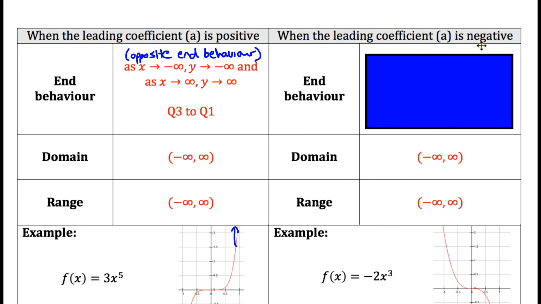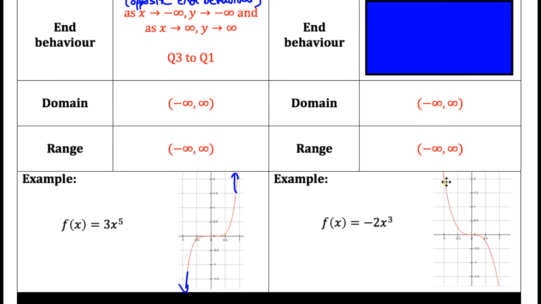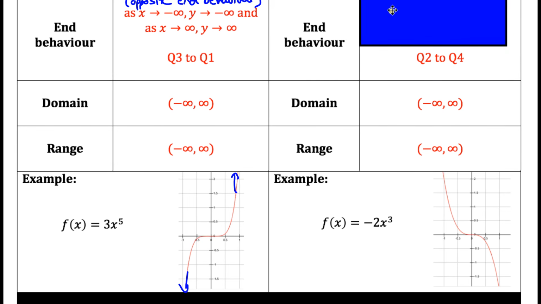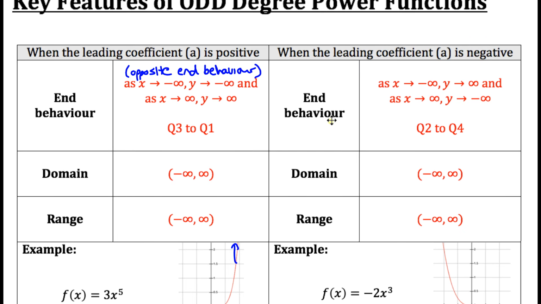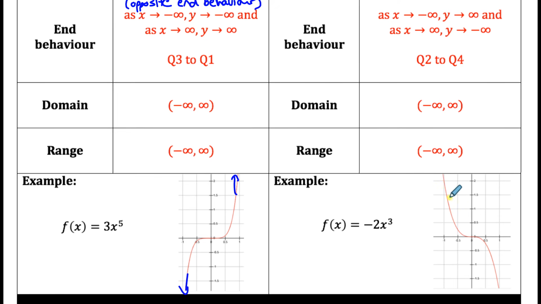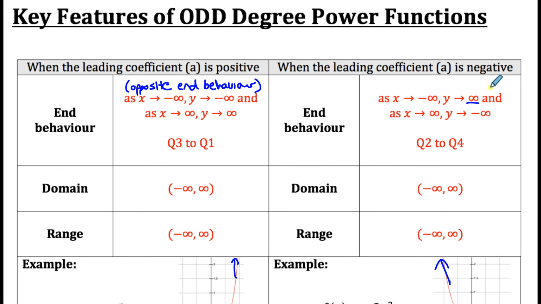How about if we make the leading coefficient negative? So if we flip it upside down, here's the example here. Notice it goes from quadrant 2 to 4 this time. So from 2 to 4. And if we write it the other way, as we move forever to the left, so as x goes to negative infinity, the function's going infinitely high, so y is going to infinity. And as I move forever to the right, so as x goes to infinity, the y values are going infinitely low, so they're going to negative infinity. Once again, it's going in opposite directions on either end. These are opposite values, which is why we say odd degree power functions have opposite end behavior.